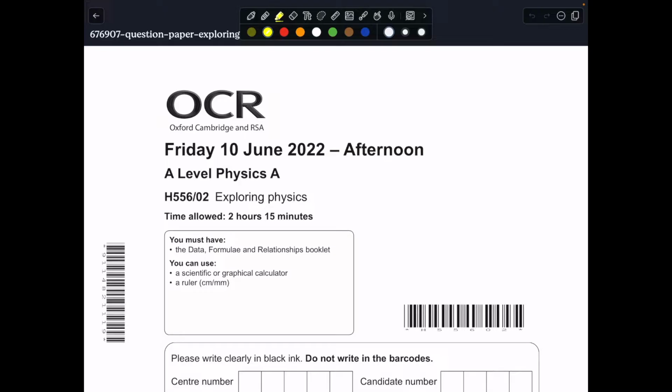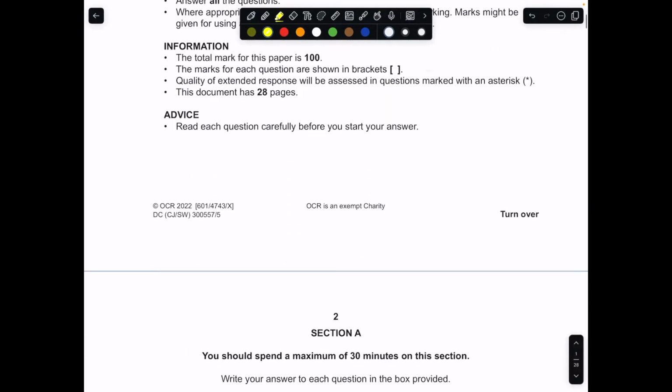In this one I will be walking you through Section A of the Exploring Physics paper of June 2022. So let's get right into it.